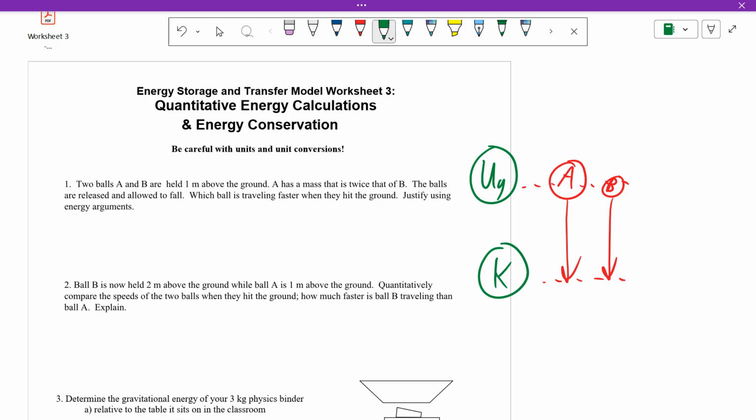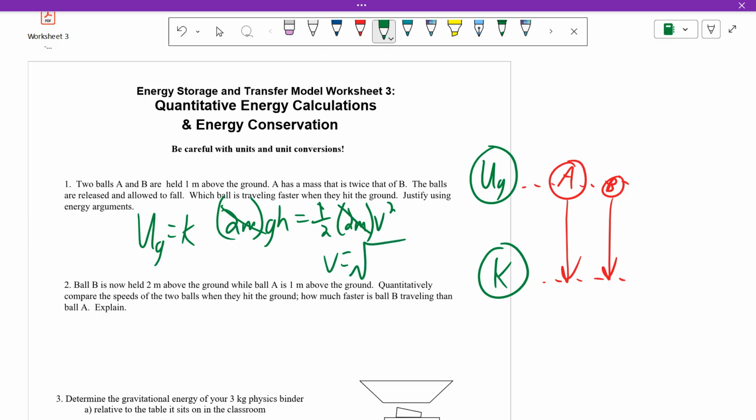You drop it, and right before it hits the ground, it's so close that I'm going to say there's no UG. So UG is equal to K. Now, for A, that would be 2m times g times h is equal to 1/2 times 2m times v squared. Notice the 2m's cancel, and you're left with v is equal to the square root of 2gh. And you notice here, my velocity does not rely on mass. It only really relies on g and h.